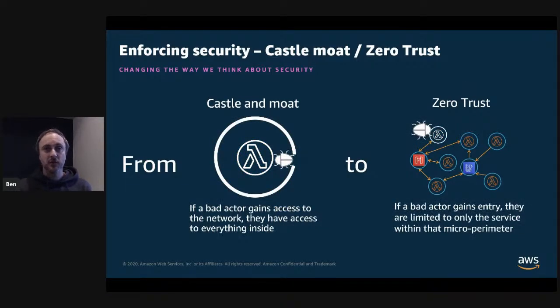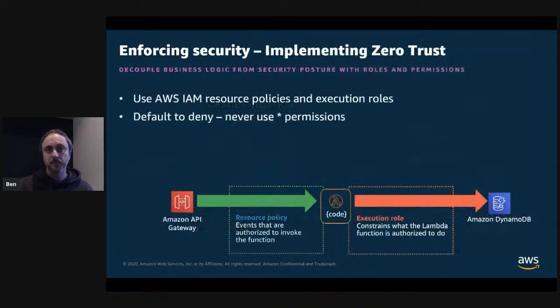And the differences to each approach can be clearly seen in this sort of diagram here, where if you have a bad actor that breaches the castle and moat model, then they have access to that entire application now. Whereas with the zero trust model, if a micro perimeter is breached, then the access is still just limited within the bounds of that service. So it means the application as a whole remains more resilient to attacks or incorrectly assigned permissions.